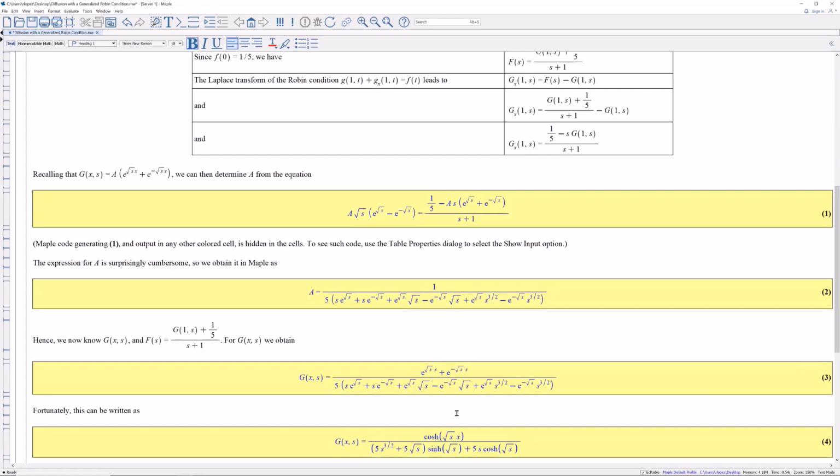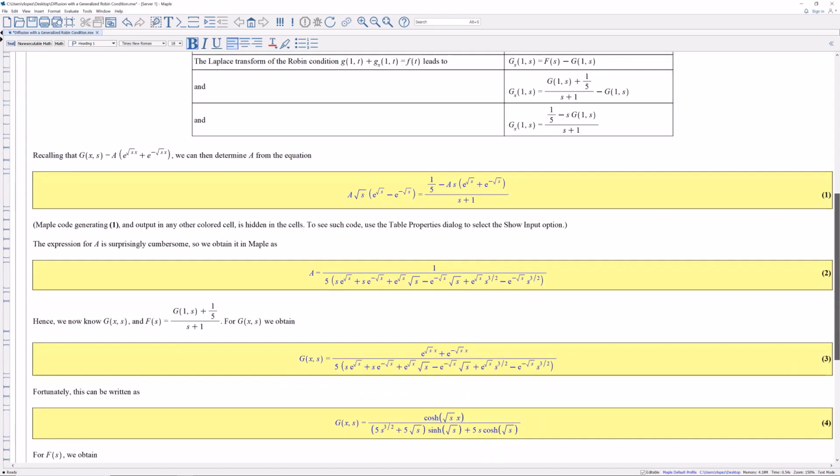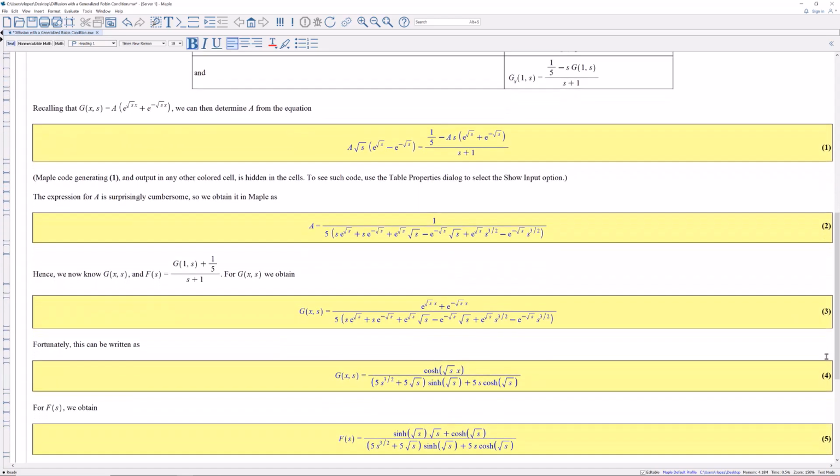And it turns out that if you do a little mapleizing, you can compress this down a little further. You got a hyperbolic cosine, hyperbolic sine, hyperbolic cosine. And then that means we can write F from here in terms of hyperbolic sine and hyperbolic cosine. And the maple for getting these two expressions are hiding behind these cells.